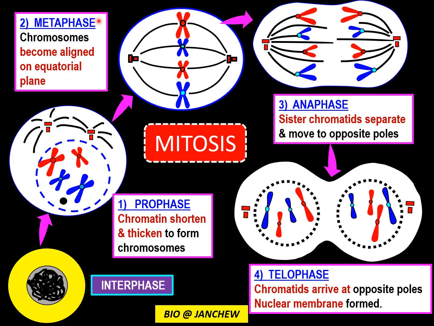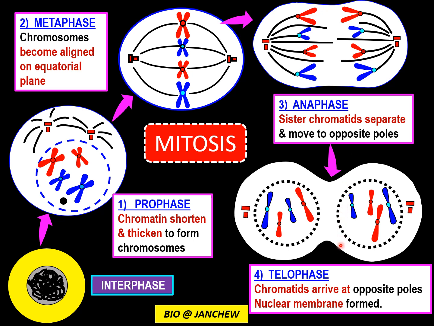Now next, in metaphase, chromosomes become aligned at the equatorial plane. That's the main event. Align means line up in a straight line. Then, in anaphase, firstly the centromere will divide. Secondly, the spindle fibers will contract, and as they contract, they will pull the sister chromatids apart. One sister chromatid goes to one pole, the other sister chromatid to the other pole. So sister chromatids will separate and move to opposite poles.